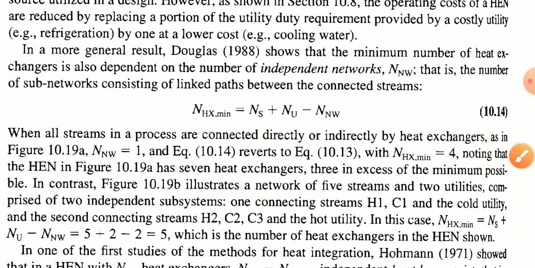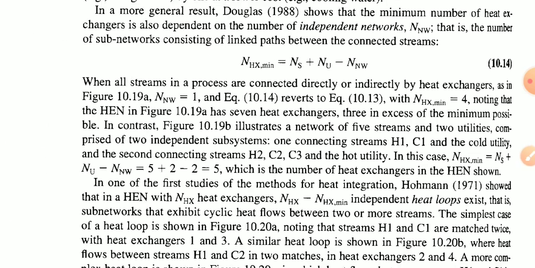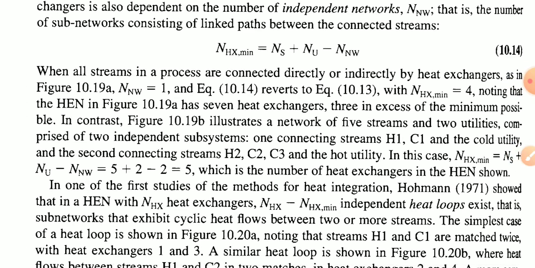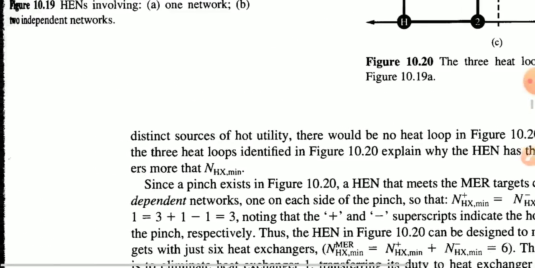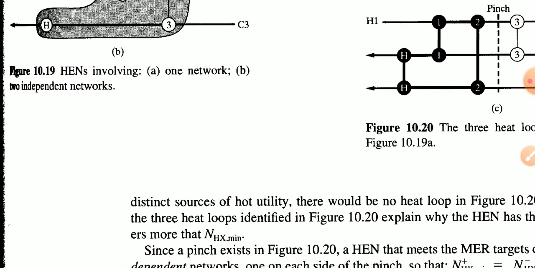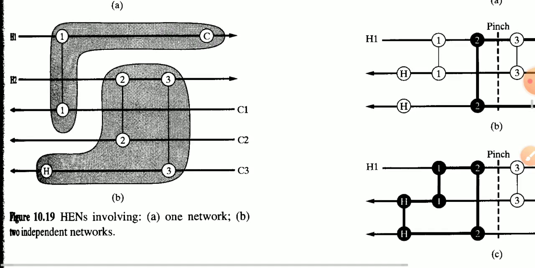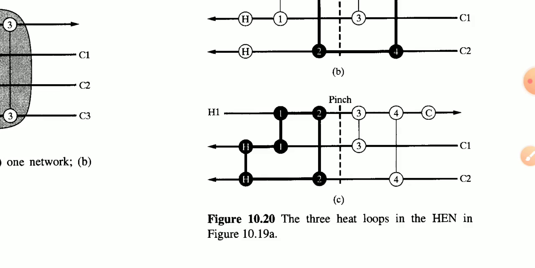Where all the process streams are connected, directly and indirectly, through heat exchangers, as in Figure 10.19a, which is in the lower part; we have to look at all the figures. A heat exchanger network involving a network source with an independent network, and Figure 10.20 shows the 3 heat loops in the heat exchanger network.